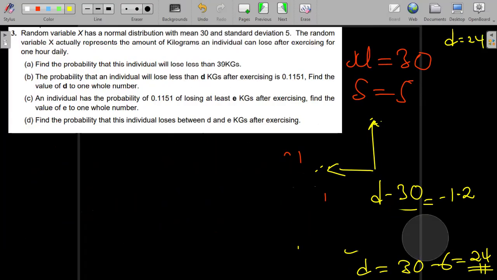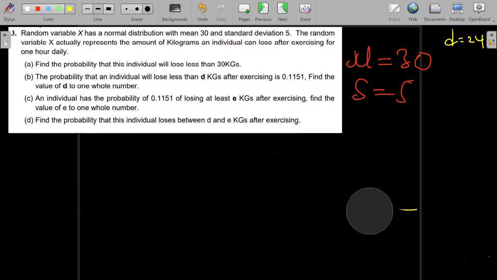All right, let's look at C. C is a similar situation. They're saying an individual has the probability of 0.1151 of losing at least E kgs after exercising. Find the value of E to one whole number. Even here they were saying one whole number, so we can round off. We can say this D will just be 20 because they said one whole number.